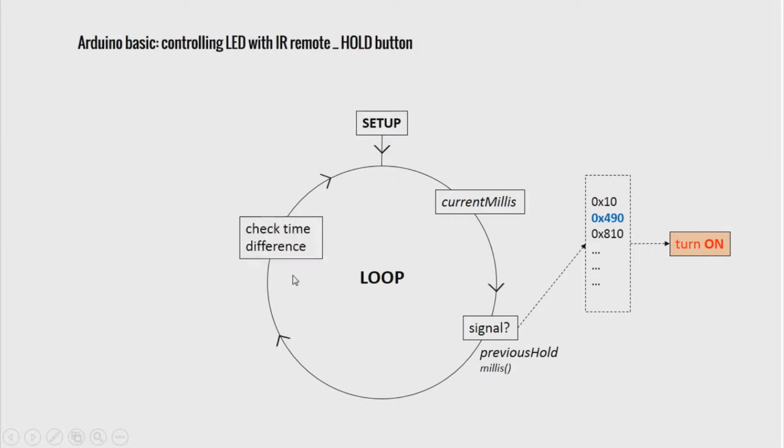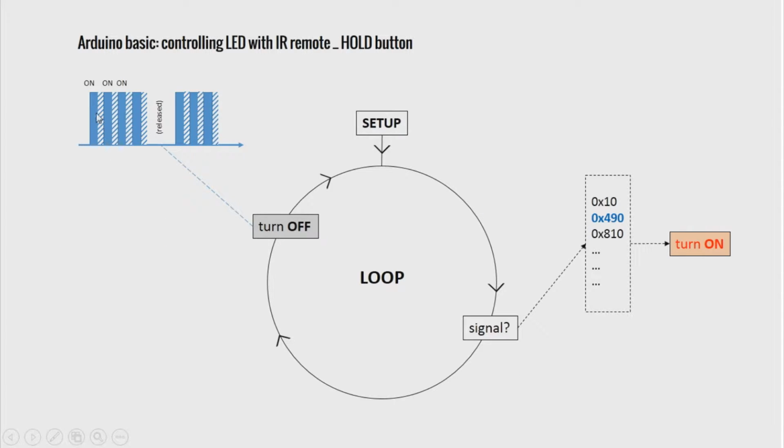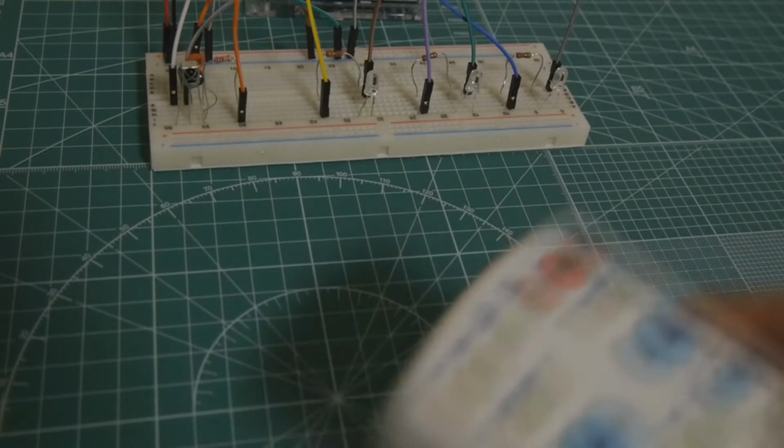Before the Arduino turns it off, it needs to check if a certain amount of time, in this case 50 milliseconds, has passed since the last signal. The amount of time here should be carefully selected. It should be long enough to cover the gap between the signals, but should be as short as possible so that when we release the button, we will not notice the delay of the turning off process caused by the last signal sent from the remote. And here is the result.